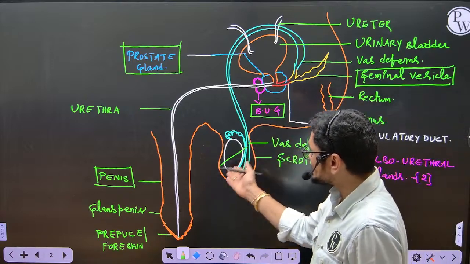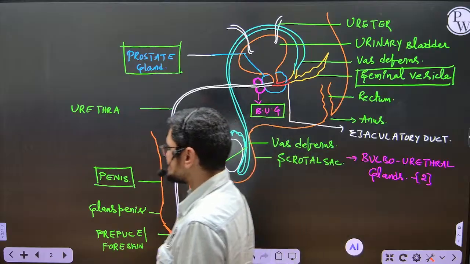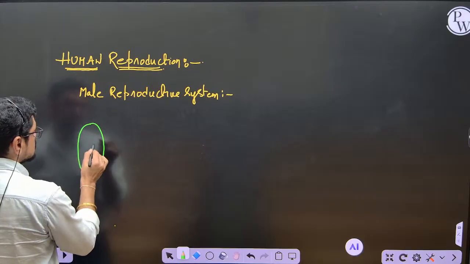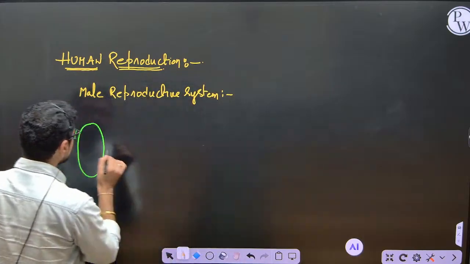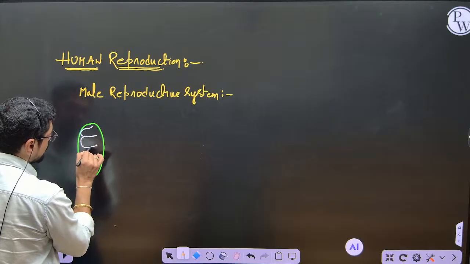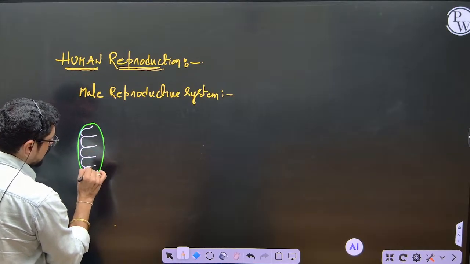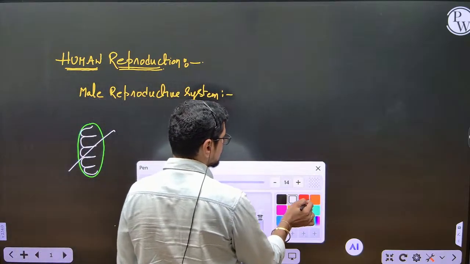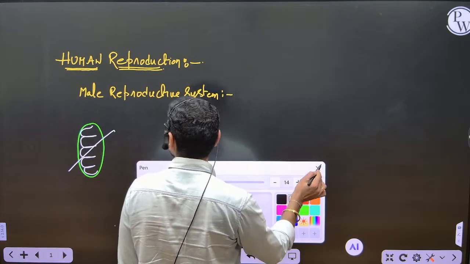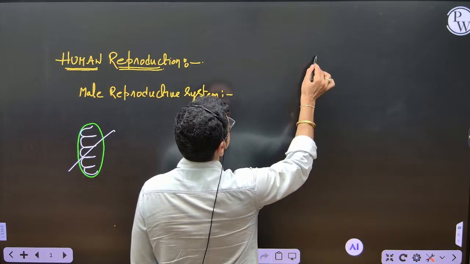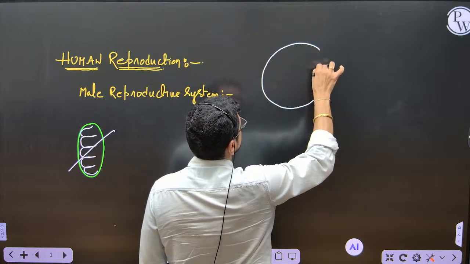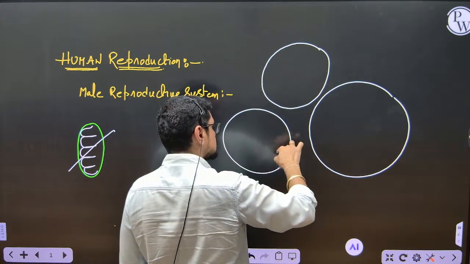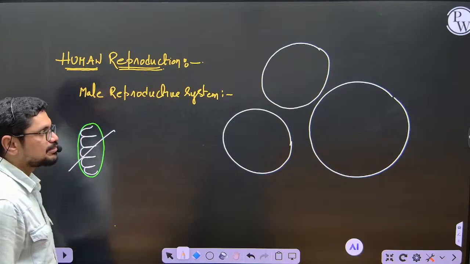Now let us take the section of the testis. First of all, make a section of the testis. How will it appear? See, the testis is like this, right? What will be there inside the testis? Testicular lobules. These are the testicular lobules present inside the testis. Let us make a section. So this is one testicular lobule, and this is another testicular lobule. Like that, a number of testicular lobules are present.